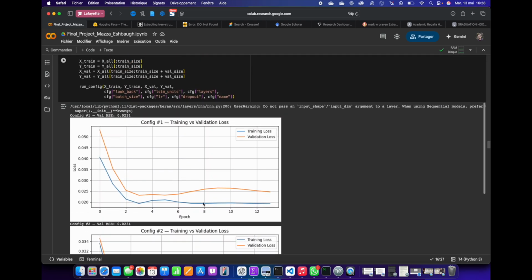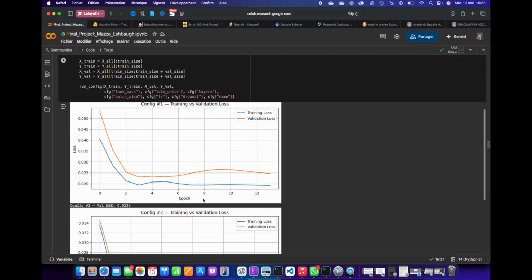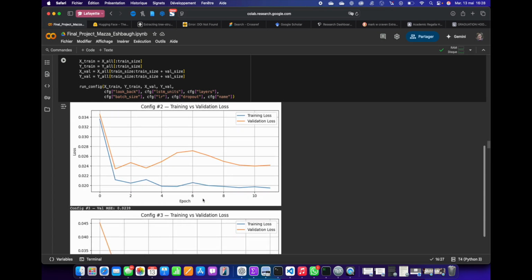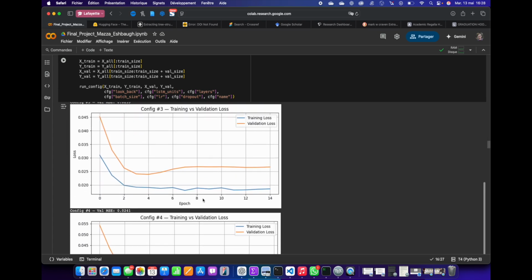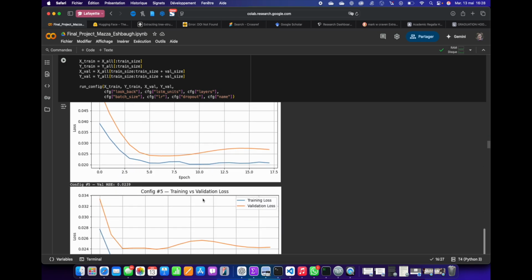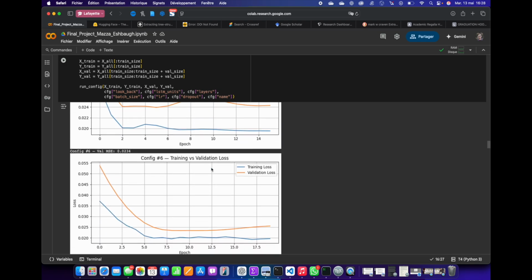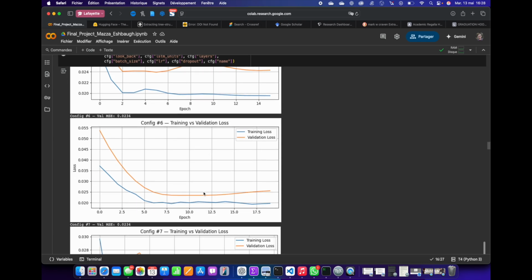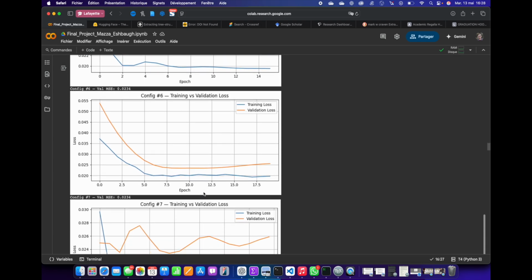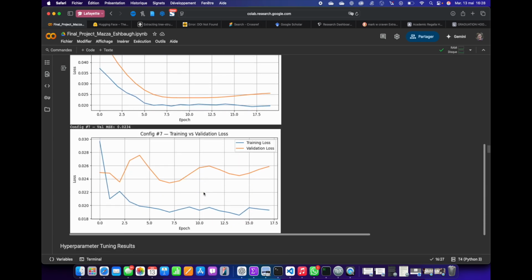Just scrolling through these, you can see config 1 is pretty promising. Config 2 is thrown out on the basis of config 1, and config 3 is similar to config 1. 4 is better than all of those, I think. 5, slightly worse than 4. 6 is our most promising model by far. And then you have 7.